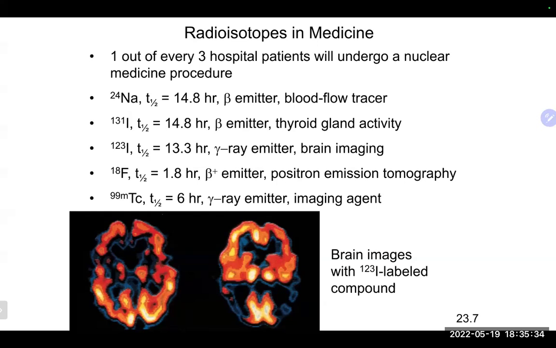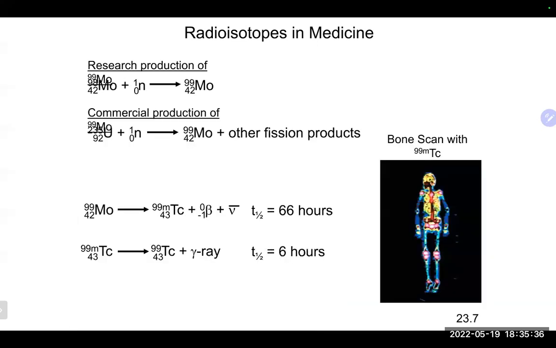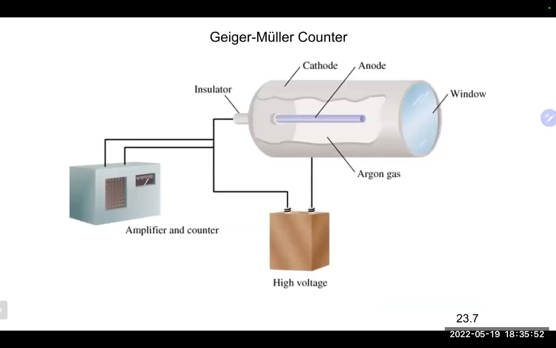Some technetium-99 is used as imaging agents. Obviously, there's a bone scan, and again, it will highlight the areas where those radioactive atoms get into. But you can see a lot of the half-lives here are hours, and sometimes maybe minutes. You definitely would not want a very long half-life.